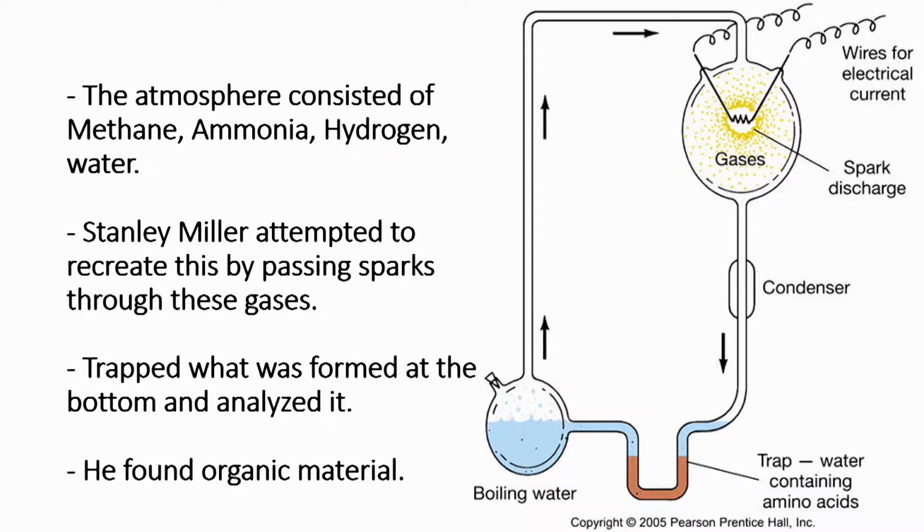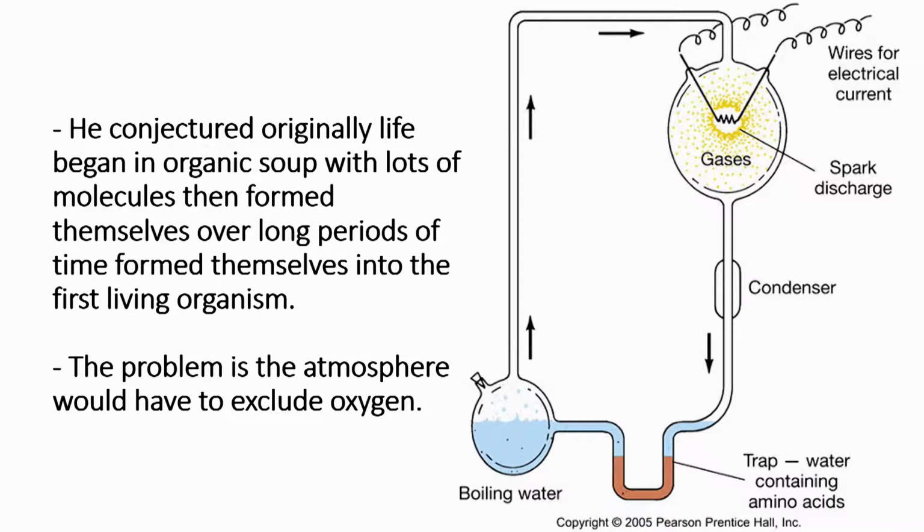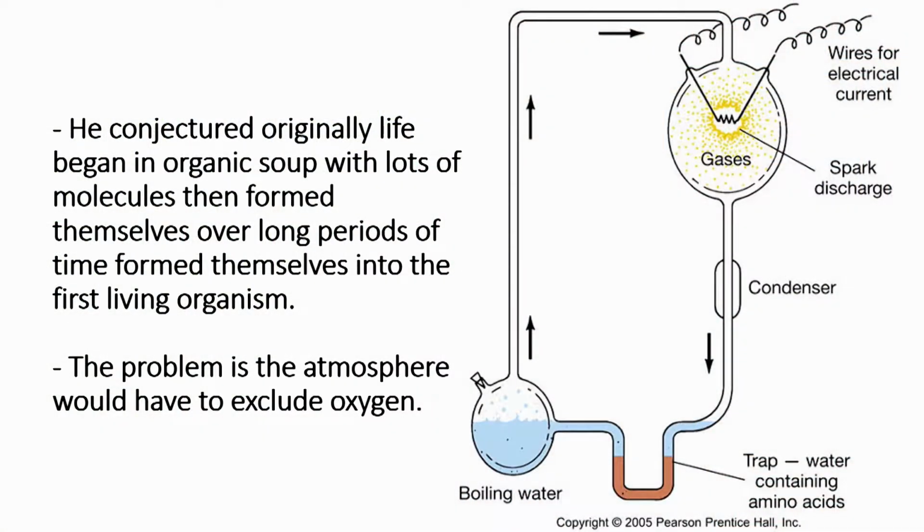And Stanley Miller attempted to create this by passing sparks through these gases and trapping at the bottom what was formed and analyzed it. And he did actually find organic material. So he conjectured that originally life began in this organic soup with lots of molecules, which then formed themselves over long periods of time into the first living organism. The problem is the atmosphere would have to exclude oxygen. And if the atmosphere excluded oxygen, it would have been a degrading atmosphere rather than an upgrading atmosphere.